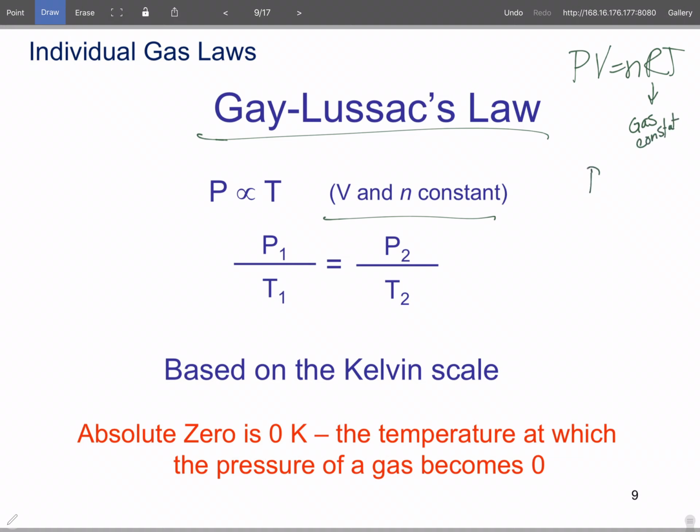So here, pressure over temperature is equal to K. So P1 over T1 is equal to P2 over T2. Again, temperature must be in Kelvin, because absolute zero is zero K. And remember, if temperature goes negative, then your pressure goes negative, which doesn't work.